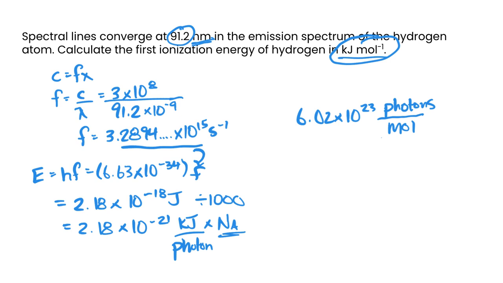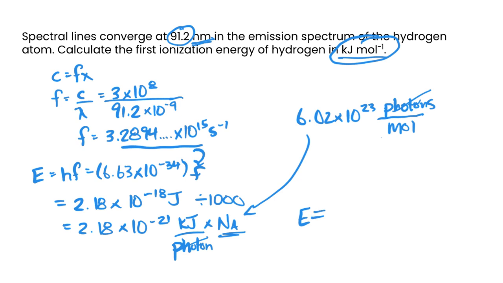And if you look at these and cancel out units, doing some kind of dimensional analysis, we can see we end up with kilojoules per mole. So this is why we're multiplying by Avogadro's constant here. If we do this calculation, we get 13 kilojoules per mole.